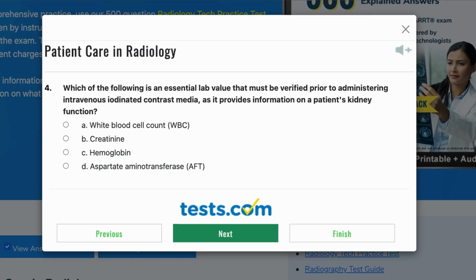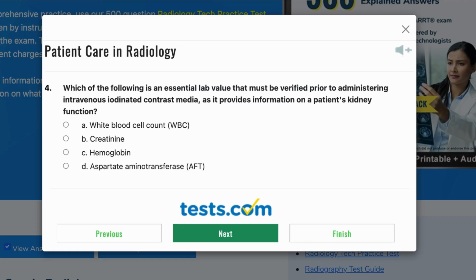Question 4. Which of the following is an essential lab value that must be verified prior to administering intravenous iodinated contrast media, as it provides information on a patient's kidney function? A. White blood cell count. B. Creatinine. C. Hemoglobin. D. Aspartate aminotransferase.